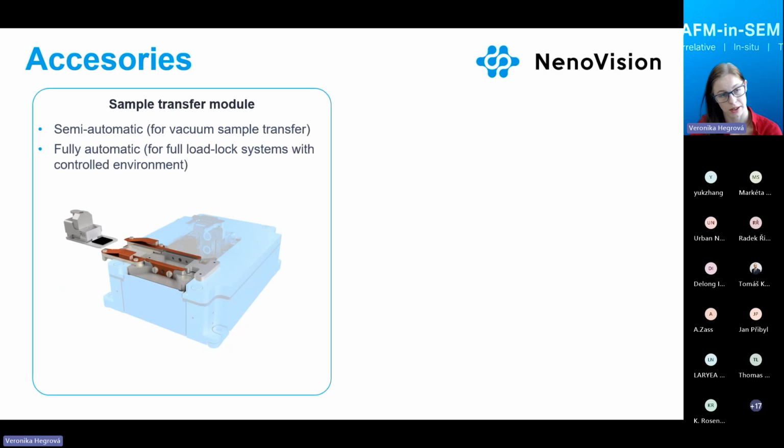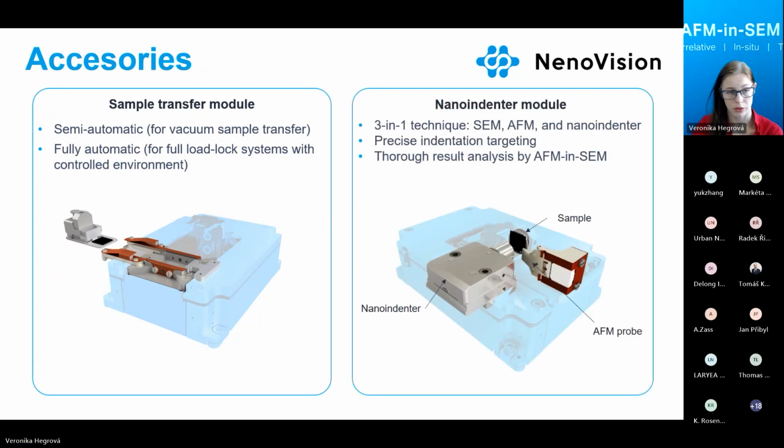Quite a new accessory is a sample transfer module, which is semi-automatic for vacuum sample transfers, or fully automatic for full load lock systems with a controlled environment, which are commercially available. So what we see is a loading shuttle and the rails. Automatically, the sample goes directly to the scanner.